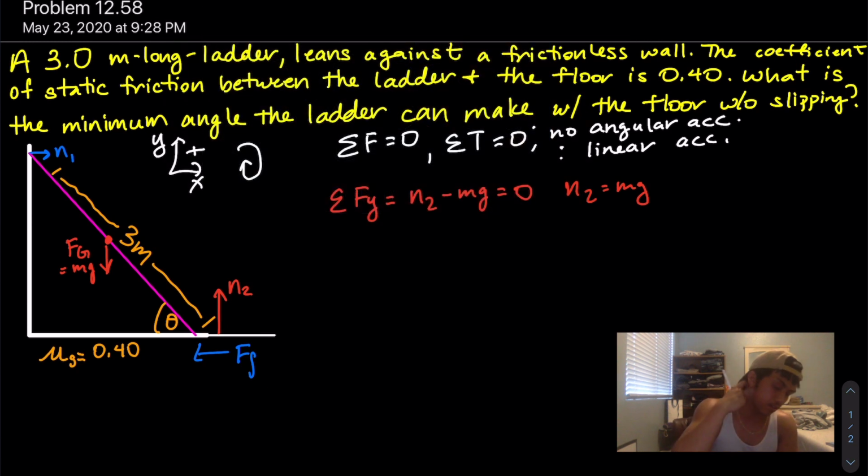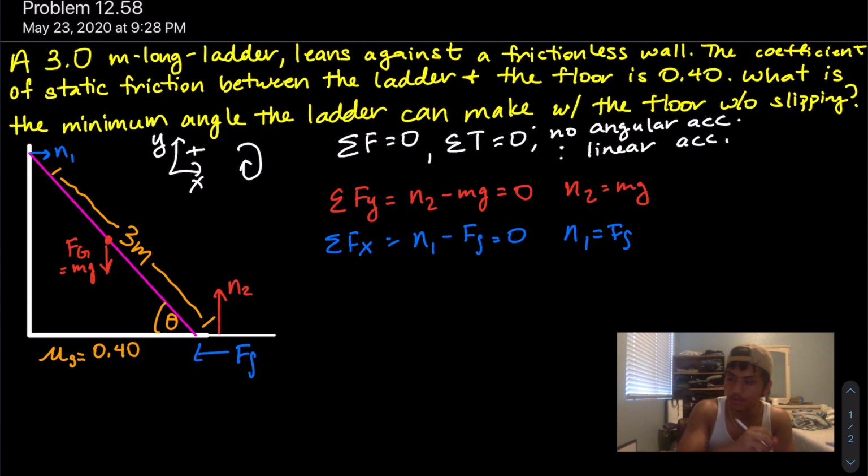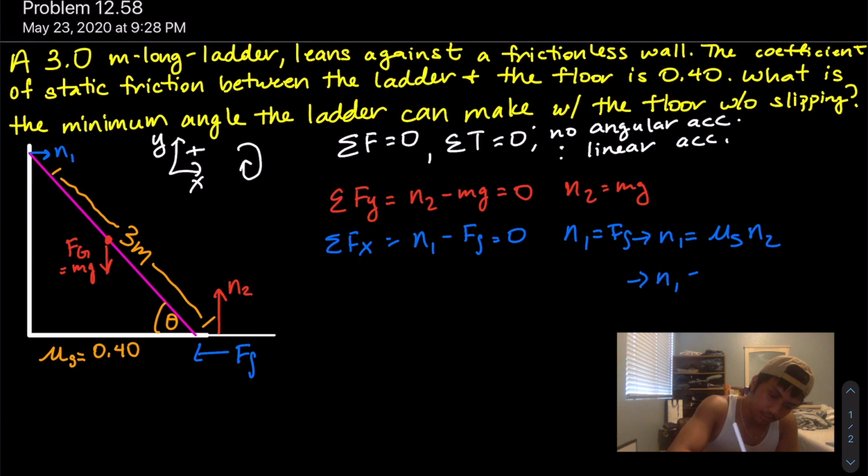And then for my x's, they're going to be in blue. N1 is going to the right in the positive direction. My static friction is going left in the negative direction. So just like the top one, these have to equal each other. Another way to write this is N1 equals the coefficient times the normal force, the same thing as static friction times mg.